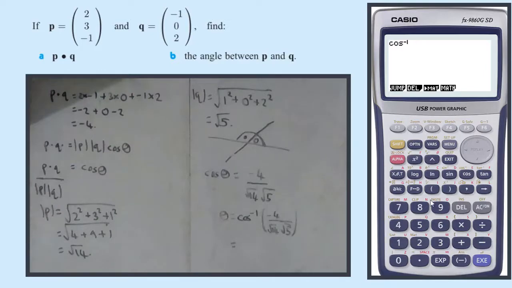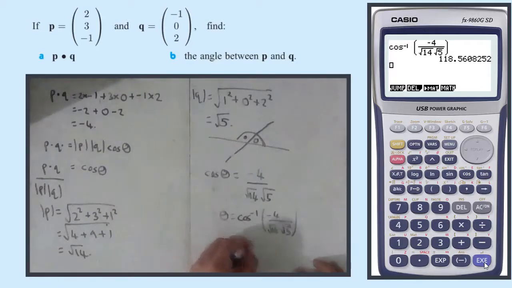Inverse cos of -4 over root 14, root 5. Okay, so that does give us an obtuse answer, so we'll say that theta equals 119 degrees to 3 significant figures.